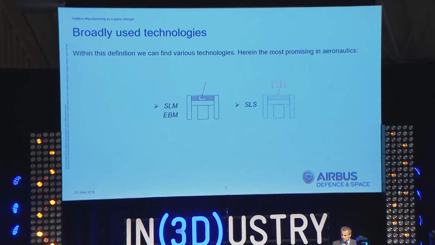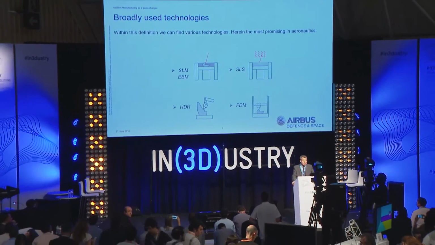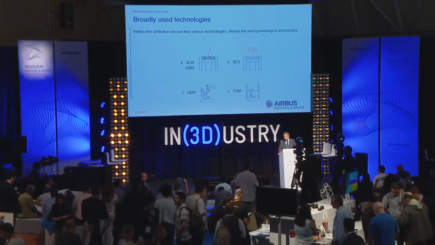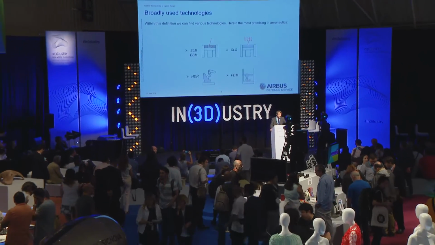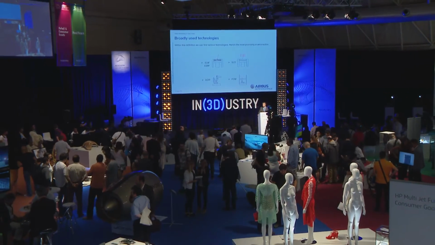I would also like to bring here a set of the most common technologies that fit this definition. We have selective laser melting and electron beam melting. These two technologies are quite similar because of powder bed and metallic for metallics. The difference is the energy source, electron beam or laser beam. Also, selective laser sintering, that is for polyamides mostly. High deposition rate technologies, in which we can find wire plus arc additive manufacturing and direct melting deposition. And finally, fused deposition modeling.